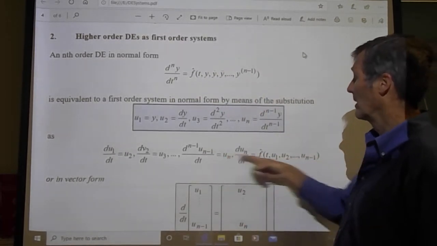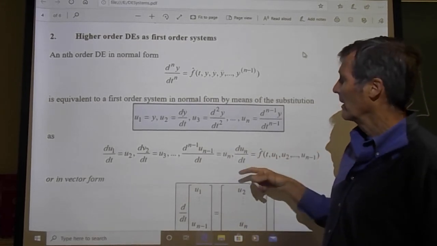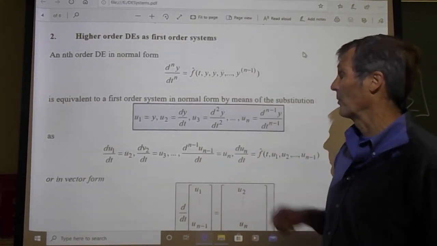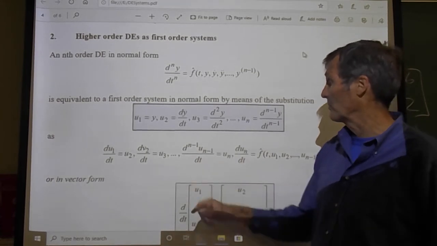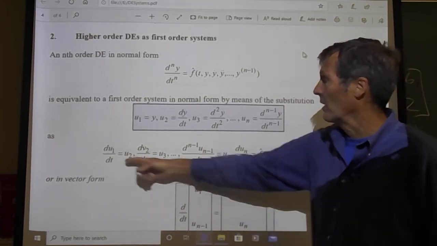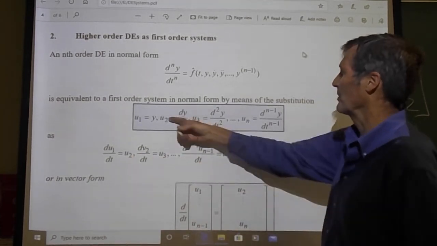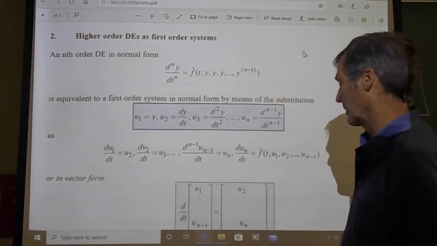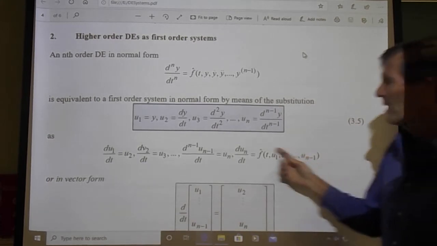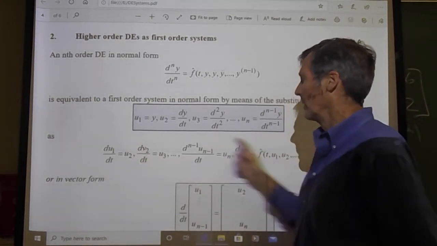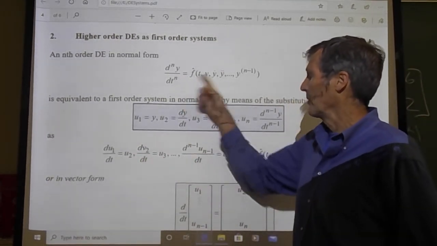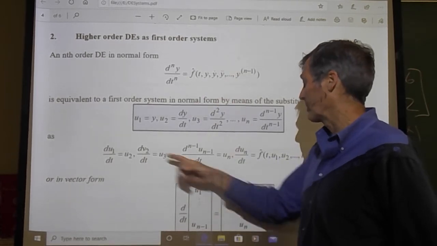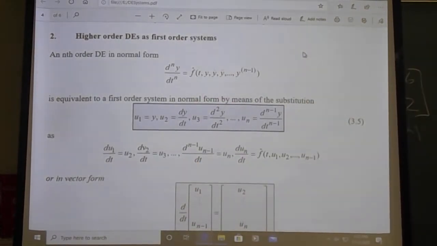And so this system is equivalent to this single nth order equation, but this is a system of first order equations. And actually all of them except the last one are just expressing these relationships between the derivatives, and then the last one refers back to the differential equation itself. Well, having written this down as equivalent to this nth order equation, we can now write it in matrix form since it's a first order system, right?